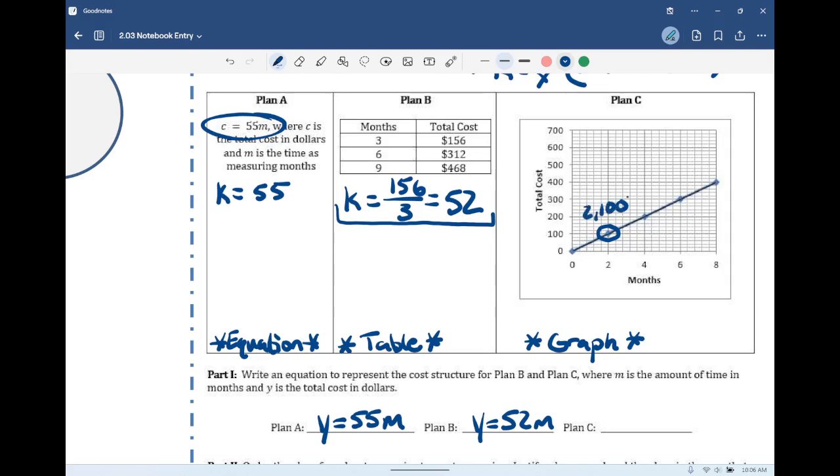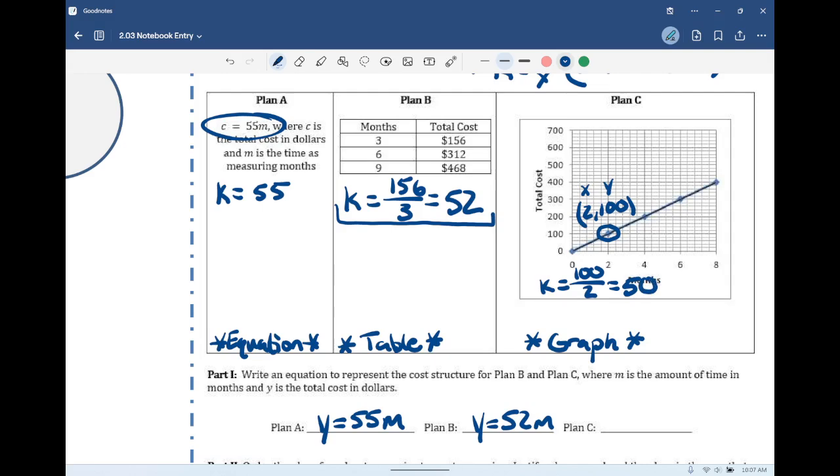2, 100. Gotta be able to recognize our coordinate points. Also super important because I'm actually going to label this x and y. And so now I know that k is actually 100 over 2. What's 100 divided by 2? 50. And so again, I want to see a raised hand. What then is the equation for plan C if the k value is 50?